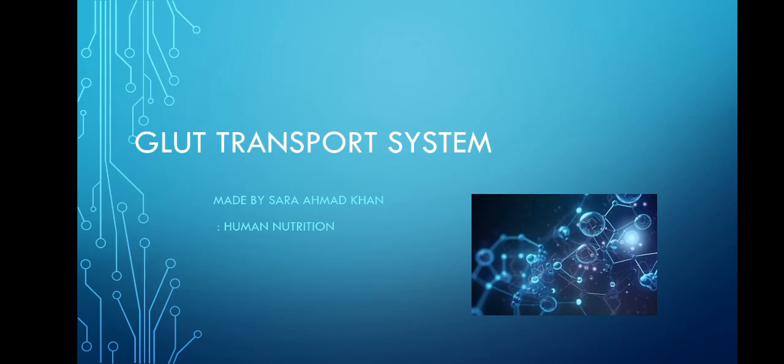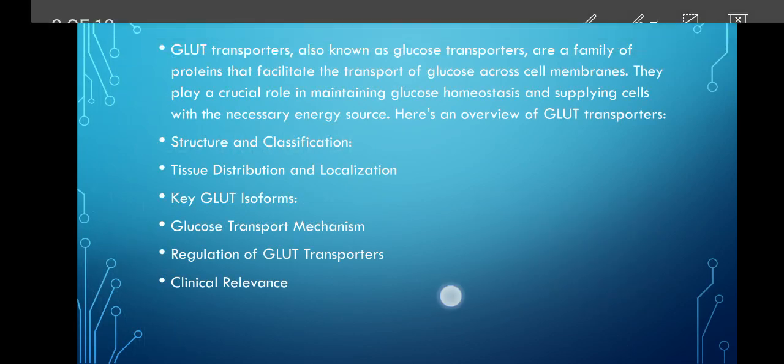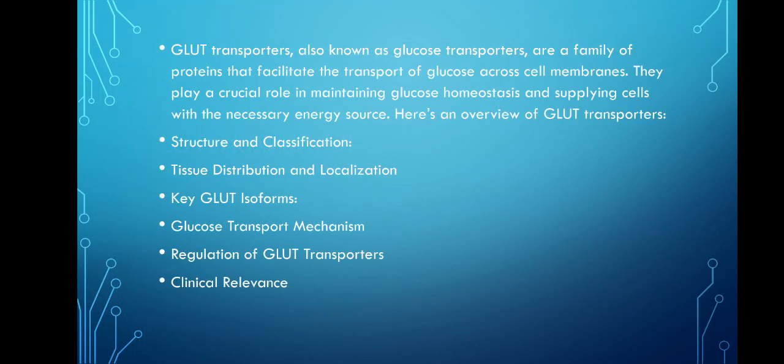GLUT transport system. GLUT transporters, also known as glucose transporters, are a family of proteins that facilitate the transport of glucose across the cell membrane. They play a crucial role in maintaining glucose homeostasis and supplying cells with the necessary energy source.